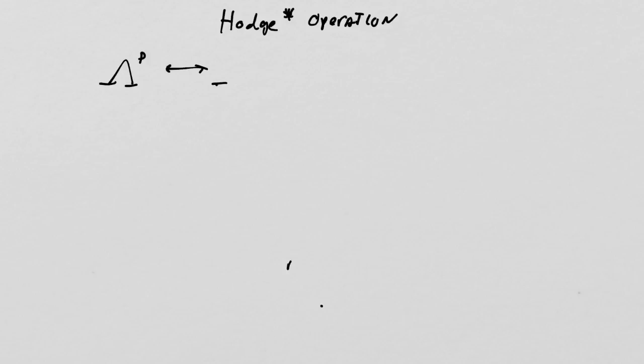All right, so now we're going to study a very important idea called the Hodge star operator, which is really getting back now to this idea of how to link up the pth exterior power with the n minus pth exterior power.